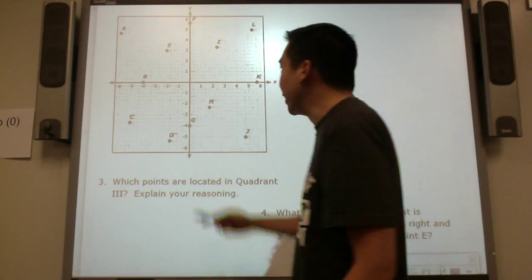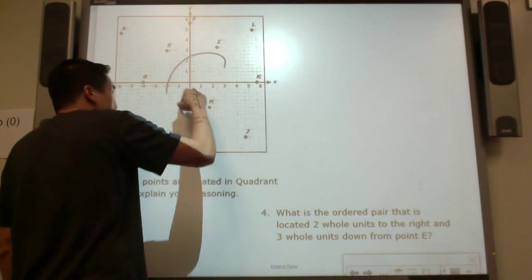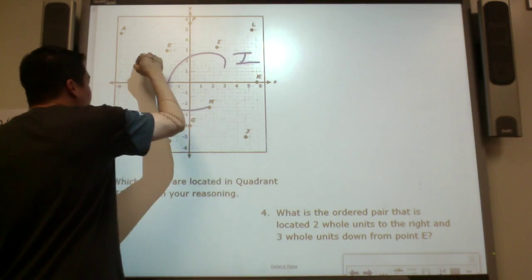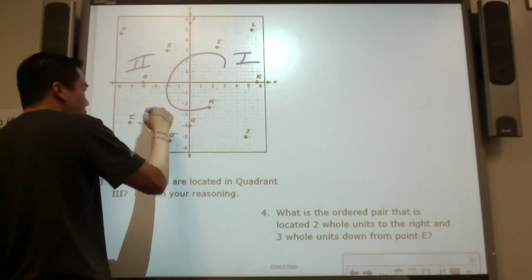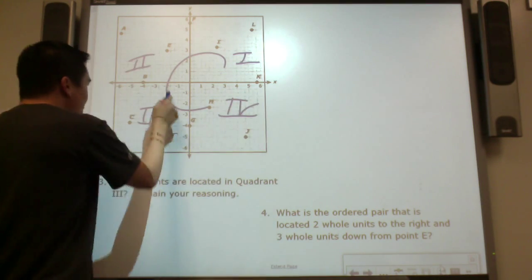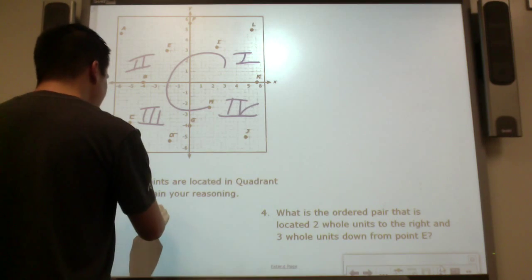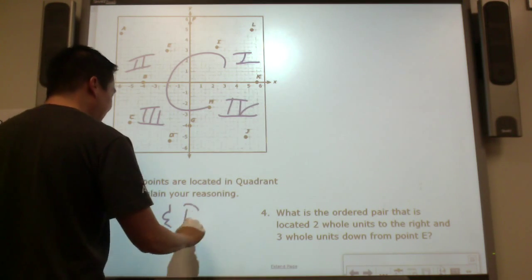Question 3. Which points are located in quadrant 3? Again, this is about coordinates. Here's a hint. Draw the C. Quadrant 1, quadrant 2, quadrant 3, quadrant 4. So quadrant 3 is here, so it must be C and D.